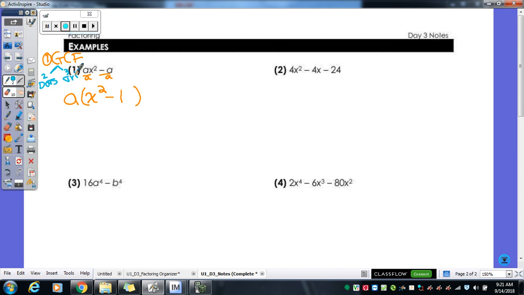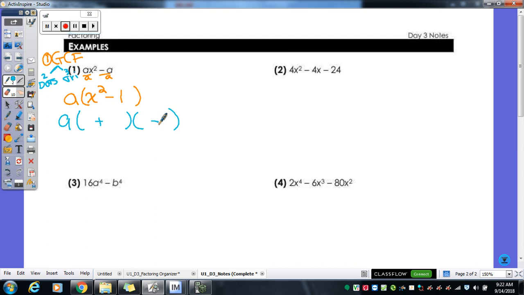Are those 2 terms perfect squares? Do we have an even exponent? Yep, so that's a perfect square. Is 1 a perfect square? Yeah, 1 times 1 gives you 1. 1 is a perfect square. So this means we do have a dots factoring. So we're going to set up 2 sets of parentheses for that. Remember, with our dots factoring, we always have 1 plus and 1 minus.